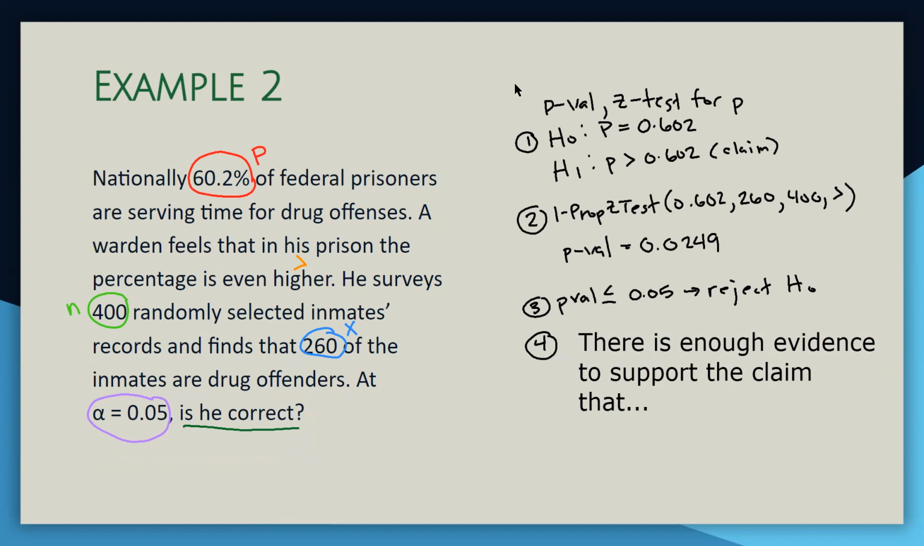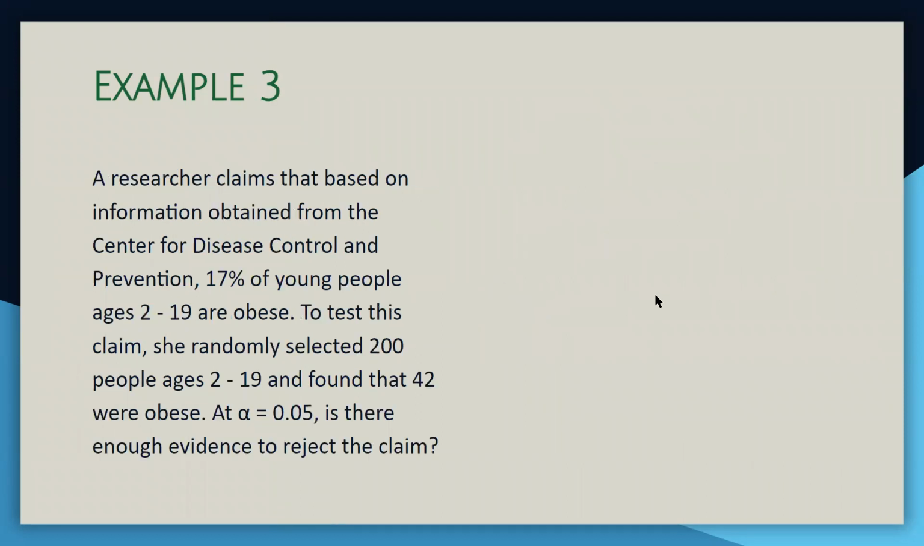Hey, so I'm going to pop another example up here. Example 3: a researcher claims that based on information obtained from the CDC, 17% of young people ages 2 to 19 are obese. To test this claim, she randomly selected 200 people in the age range 2 to 19 and found that 42 were obese. At alpha equals 0.05, is there enough evidence to reject the claim?